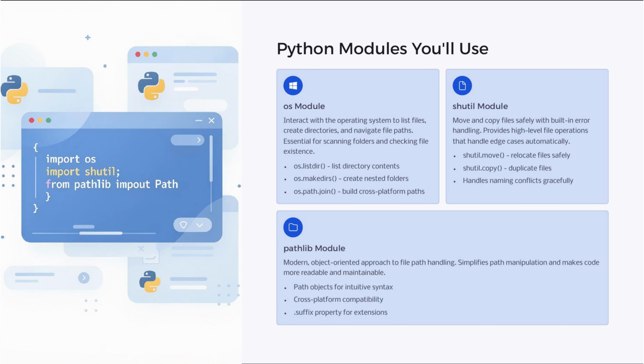The OS module is crucial for interacting with the operating system, listing files, creating directories, and navigating paths. Use os.listdir to list contents, os.makedirs for nested folders, and os.path.join for cross-platform paths. The shutil module excels in moving and copying files with error handling, while pathlib offers a modern, object-oriented approach to path manipulation, enhancing readability and maintainability.